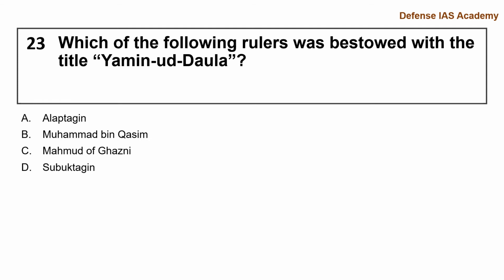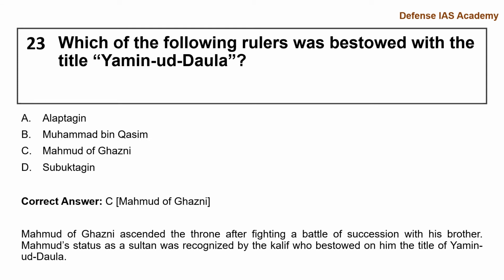The correct answer is option C, Muhammad of Ghazni. Muhammad of Ghazni ascended the throne after fighting a battle of succession with his brother. Muhammad's status as a sultan was recognized by the caliph, who bestowed on him the title of Yamin ud Dawla.